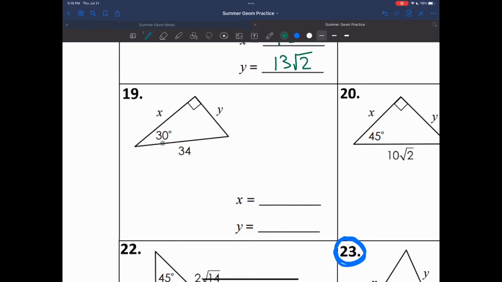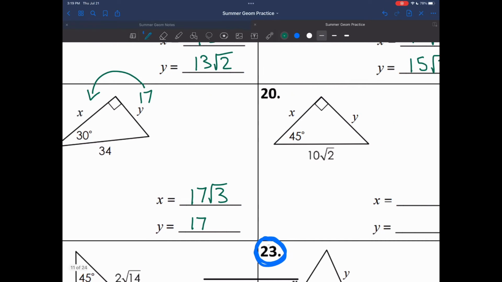Okay. Number 19, another 30, 60, 90. They give me the hypotenuse, so I want to work backwards to first find my short leg, which I know I can just take that 34 and cut it in half, right? Divide it by 2. So y is my short leg in this case. That's going to be 17. Make sure we put the 17 in the correct spot over here. That one's definitely the short leg. Okay, and now that we know the short leg is 17, I just multiply by square root 3 to get my long leg. So long leg is 17 square root 3.